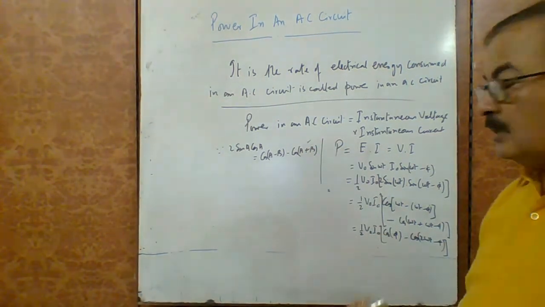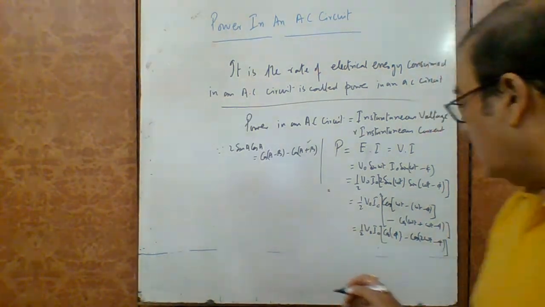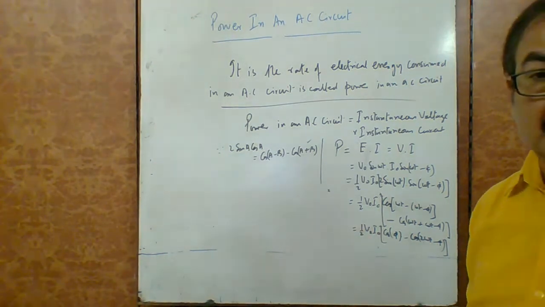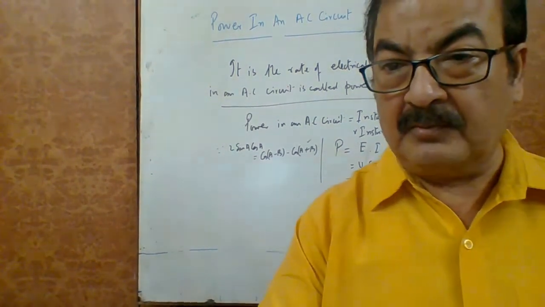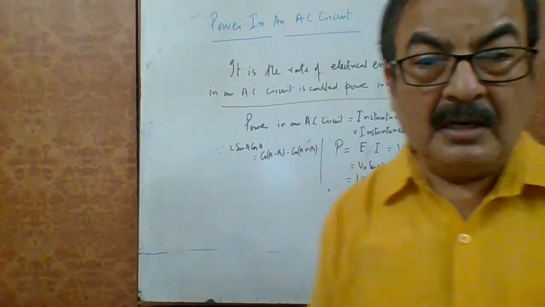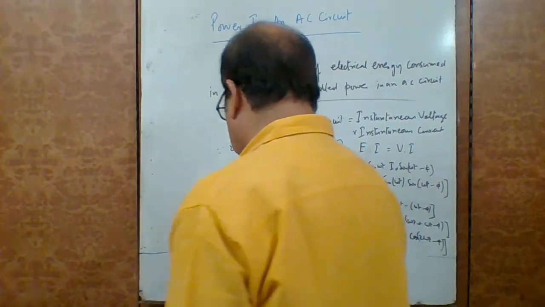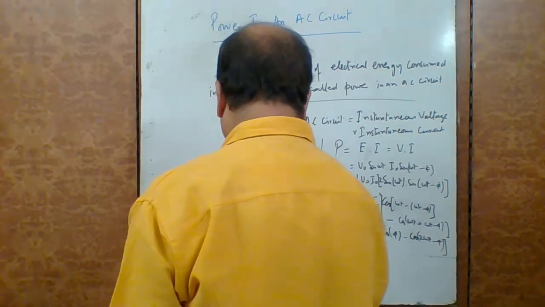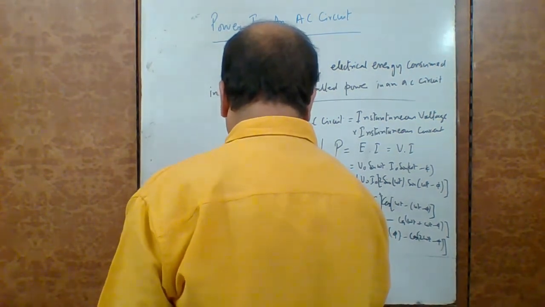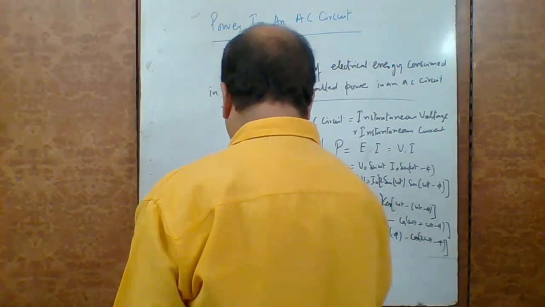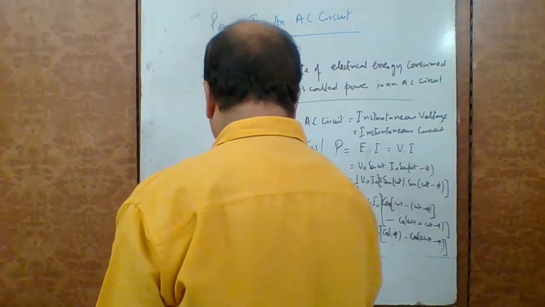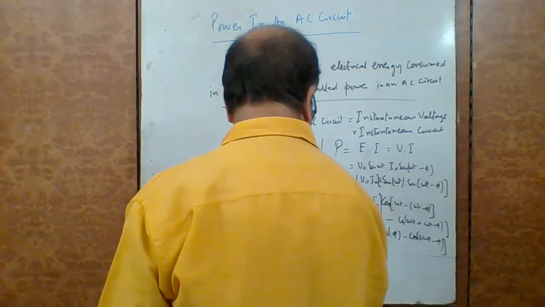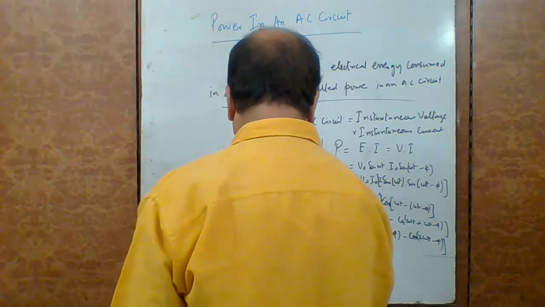And you know, if we determine the average value, the average value of cos 2 omega t minus phi for the entire AC cycle is always considered to be 0. It is always considered to be 0, and therefore the average AC power of the circuit would be equal to half V naught I naught cos phi.